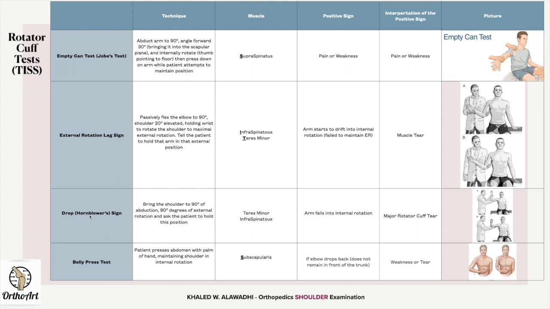Now the belly press test: you ask the patient to press on his abdomen with the palm of the hand, maintaining the shoulder in internal rotation with the elbow anterior, at the same level as the hand, not going backwards. Make sure it's the same level, as shown here in the picture. A positive sign is that the patient will be unable to maintain the internal rotation, and the elbow will drop back, not remaining in front of the shoulder at the same level, meaning either weakness or a tear in the subscapularis muscle.